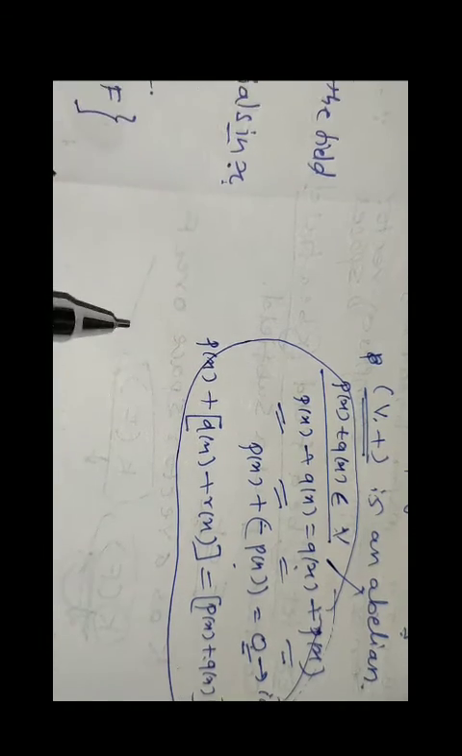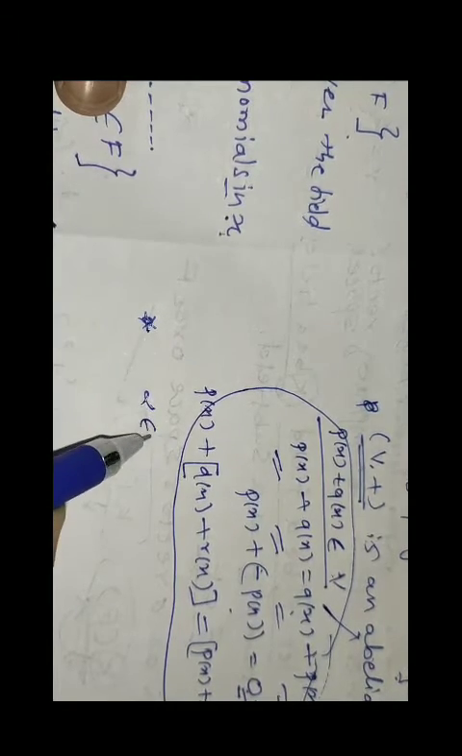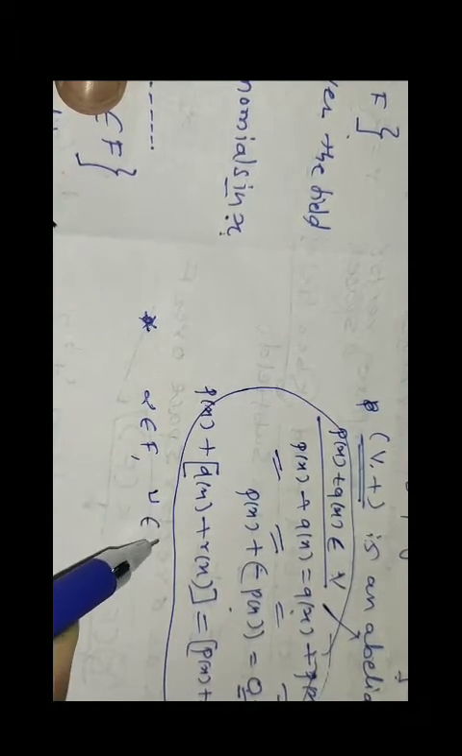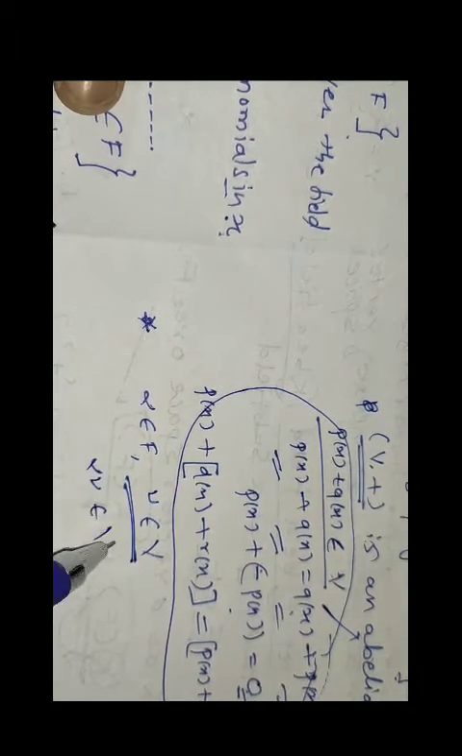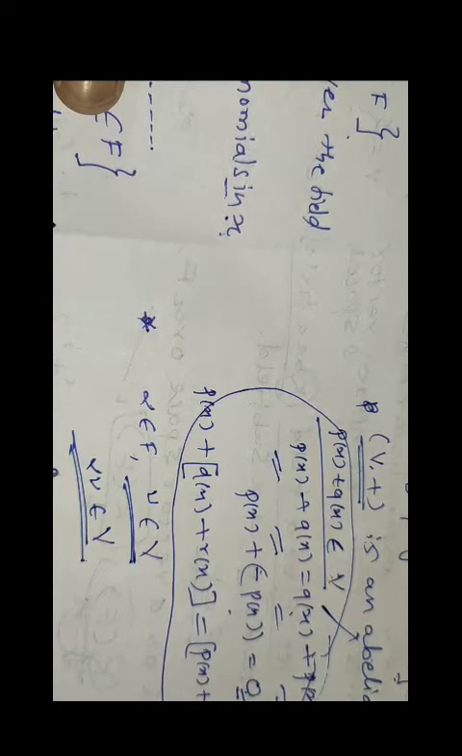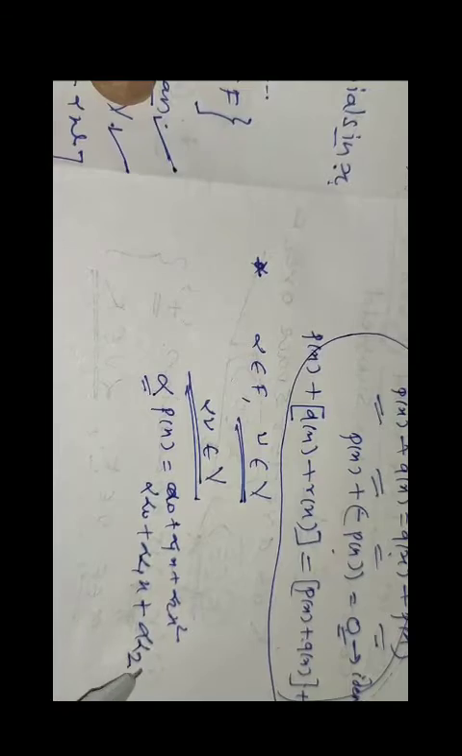Next, external composition. What is the external composition? Choose any element alpha of the field F, and any polynomial v of that set V. Then alpha times v again is in V, definitely. Suppose you choose the polynomial P of x equal to alpha naught plus alpha 1 x plus alpha 2 x square. If you multiply this by any constant alpha, we get alpha alpha naught plus alpha alpha 1 x plus alpha alpha 2 x square. This again belongs to V.